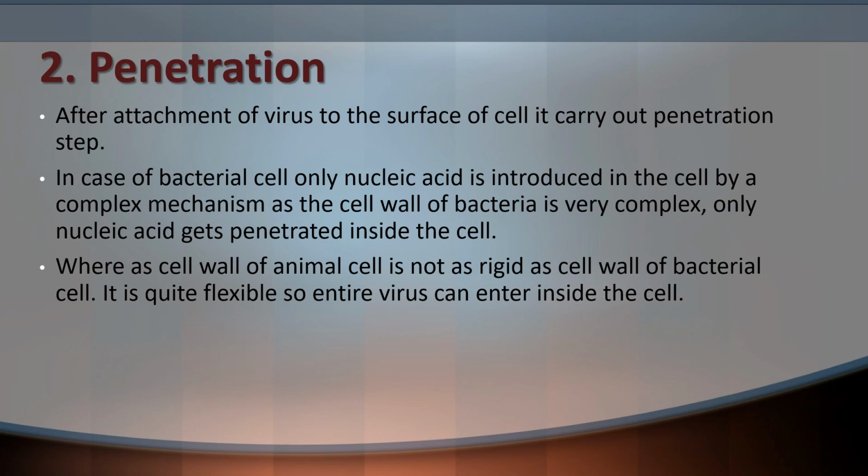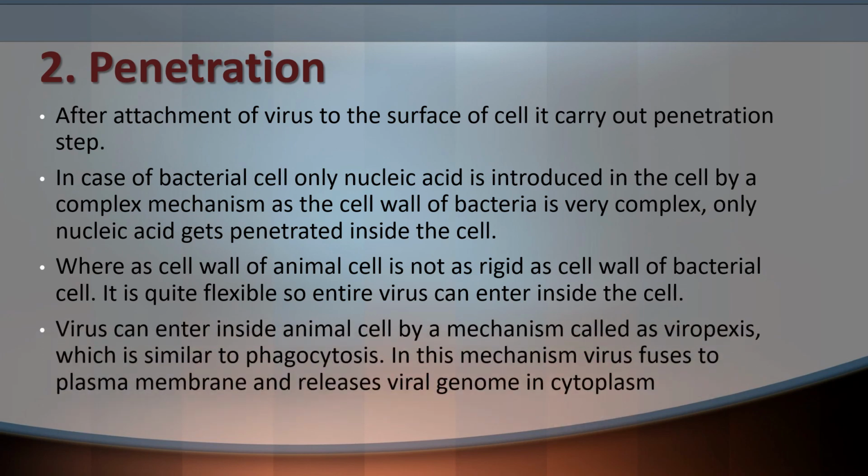Whereas the cell wall of an animal cell is not as rigid as the cell wall of a bacterial cell. It is quite flexible. So the entire virus can enter inside the cell. Now in case of an animal cell, its cell wall is flexible. So the entire virus can enter the cell easily. Further, a virus can enter inside an animal cell by a mechanism called viropexis, which is similar to phagocytosis. In this mechanism, the virus fuses to the plasma membrane and releases viral genome in the cytoplasm.